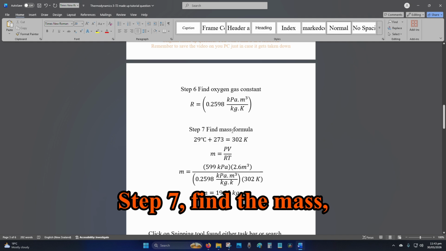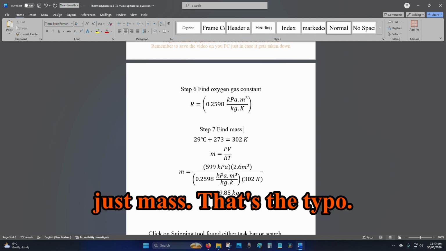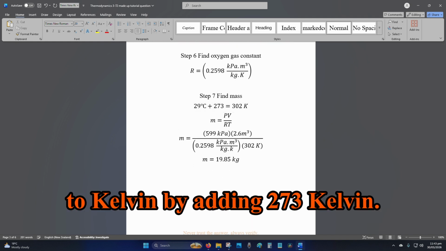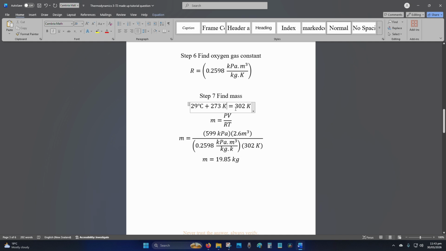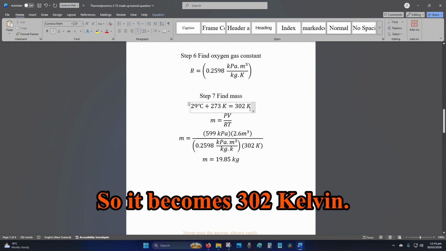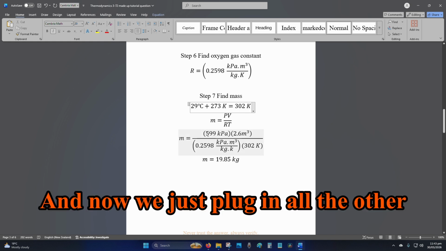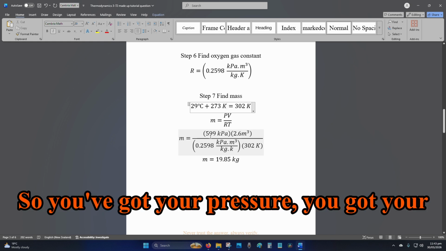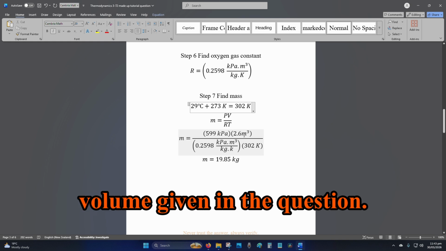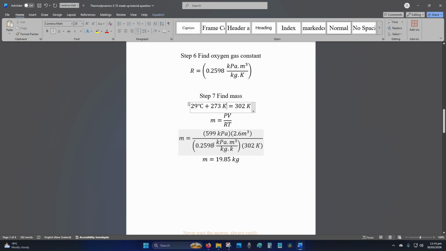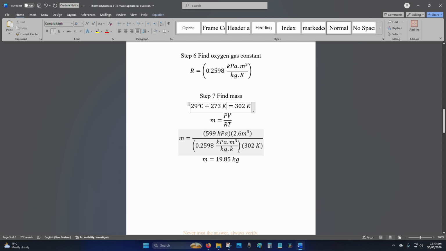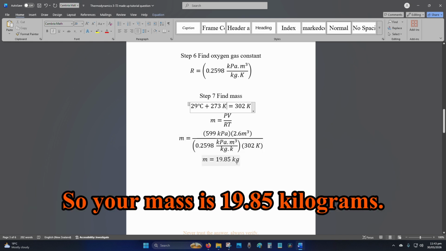Step 7, find the mass, just mass. That's a typo. So convert your temperature to Kelvin by adding 273 Kelvin. So it becomes 302 Kelvin. And now we just plug in all the other values that we found earlier. So you've got your pressure, you got your volume given in the question, your oxygen gas constant, and then your absolute temperature. So your mass is 19.85 kilograms.